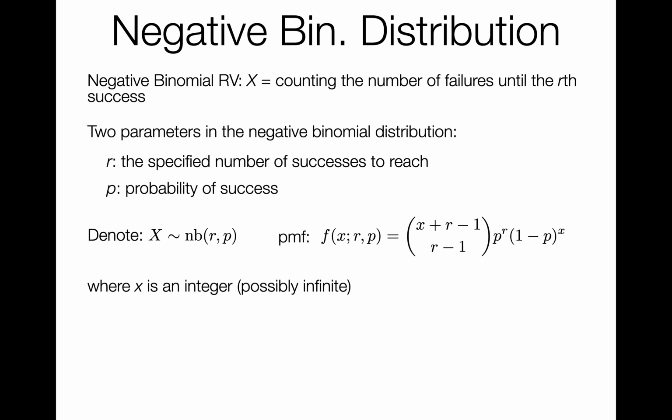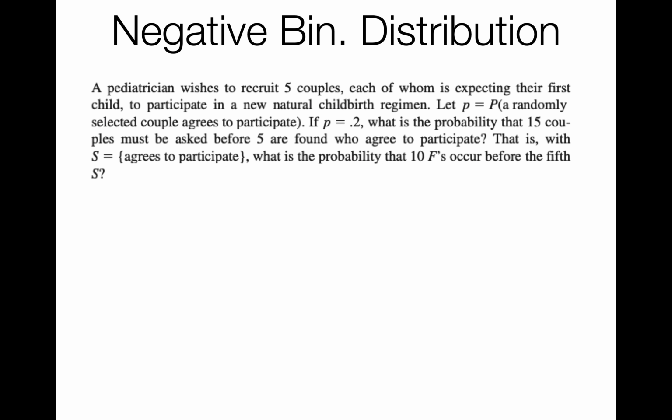Here, x is an integer, and x can go on technically forever. If I have something that's really unlikely to happen, and I'm asking how many failures it takes to get to the 10th thing of something that doesn't happen very much, I can have a bunch of failures. So technically it can be an infinite number of failures before I get to the rth success.